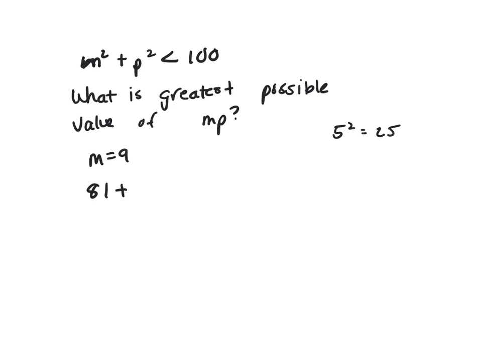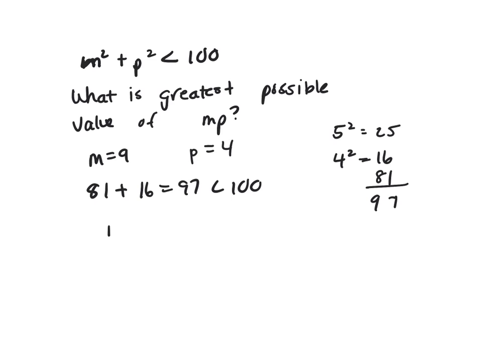So now let's let p be 4. 4 squared is 16, and 16 plus 81 is 97. So we're going to let p equal 4. And because this gives you 97, which is less than 100, m times p is going to be 9 times 4, which is 36. Bingo.